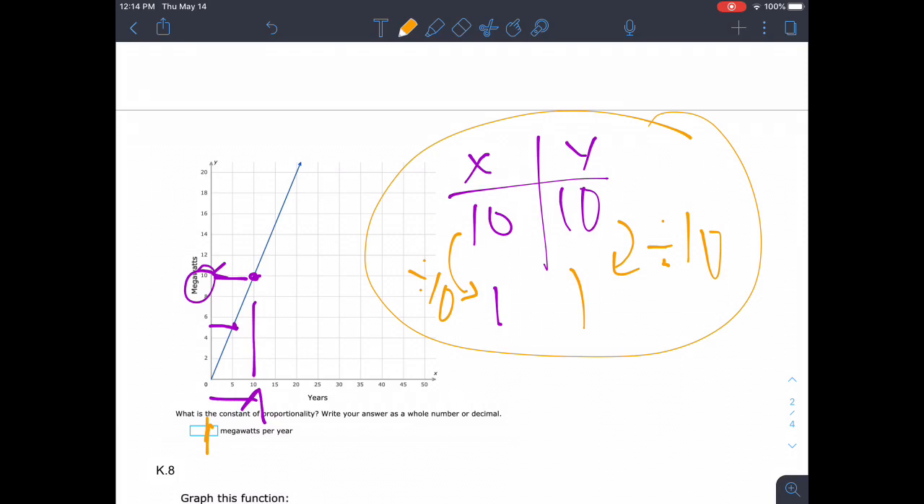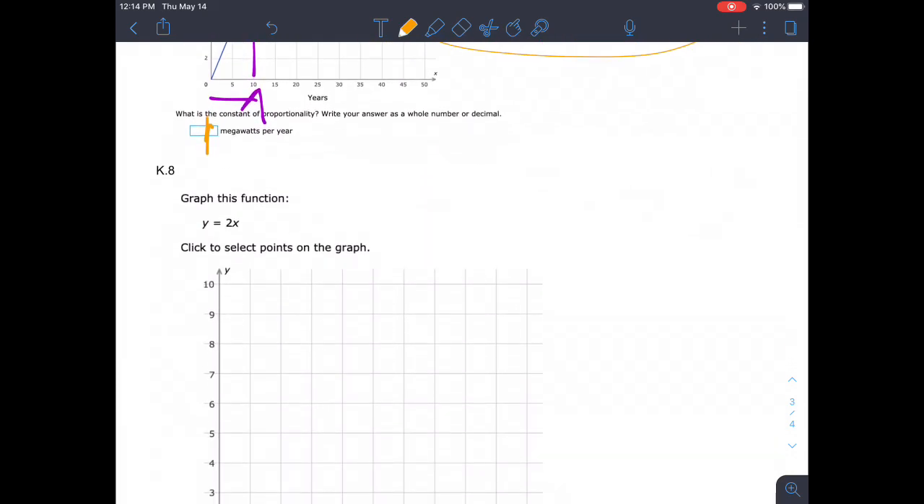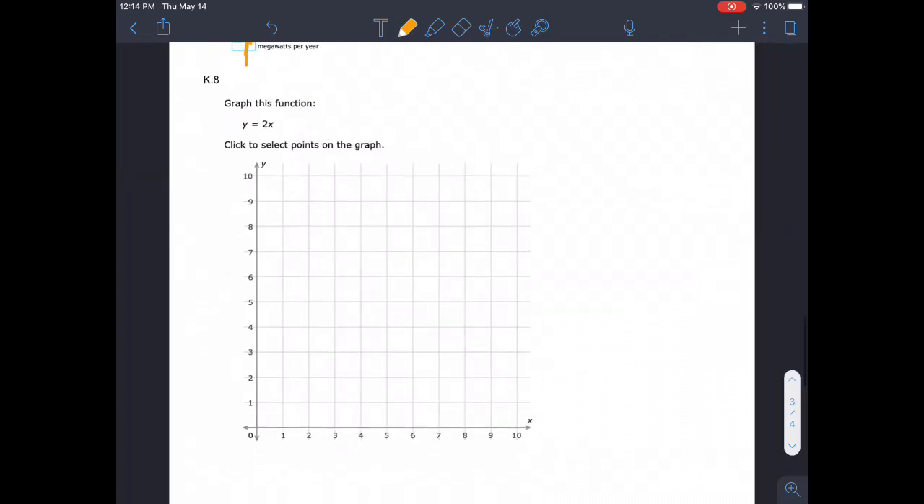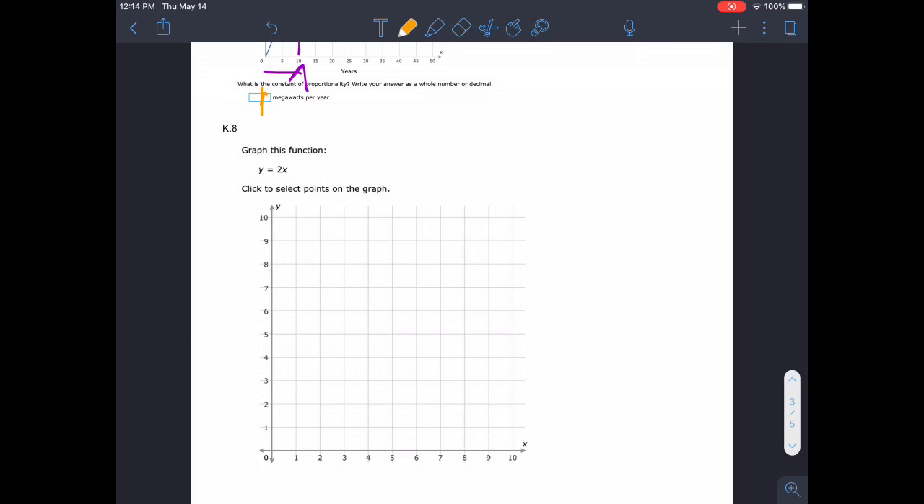So, you need to work on K1, 2, 4, and 5. If you want to go on to K8, you can. It says graph this function y equals 2x. What we want to do is we just have to put it on that graph. There shouldn't be, 10 shouldn't be on there. I shouldn't have had that problem. K8, sorry. y equals 2x. So what we want to do is we want to plug in some values of x and figure out what y is. I'm leaving a blank column in the middle for work.